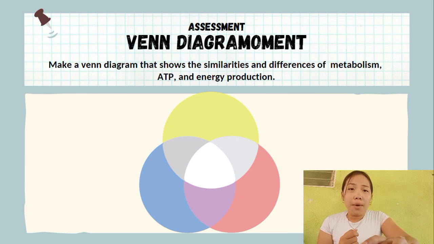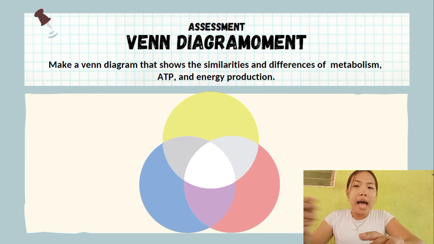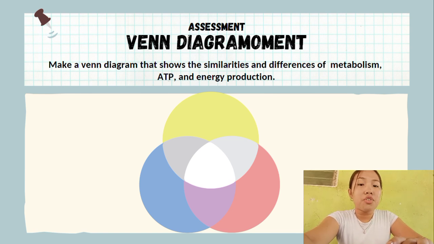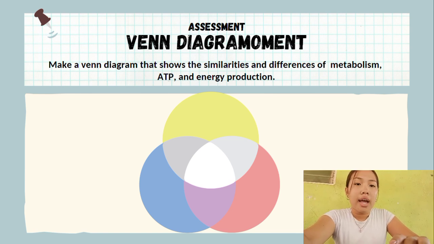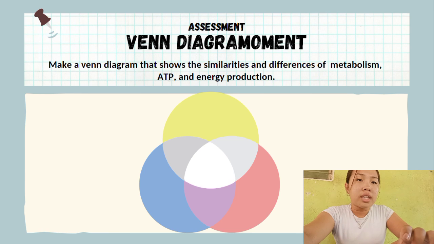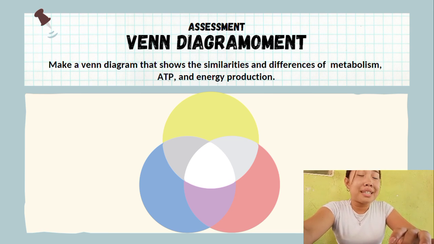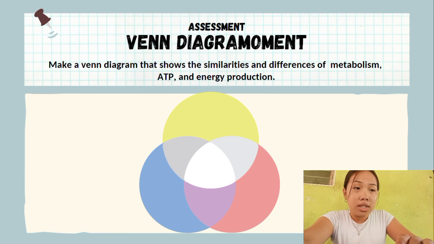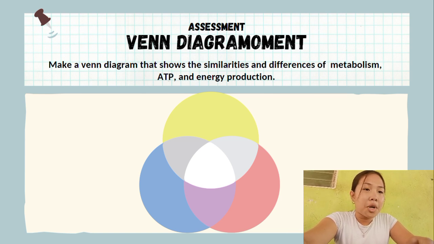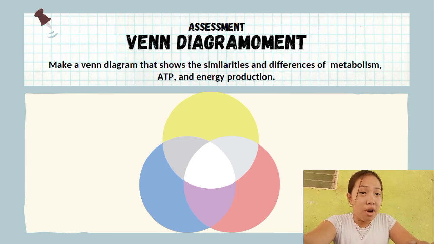As you differentiate the three, you can already define metabolism and explain its importance. Because when you differentiate, you can also define and explain the importance in our body. And also, when you differentiate the three of them, you can also describe the role of ATP as a primary energy currency in the cell.